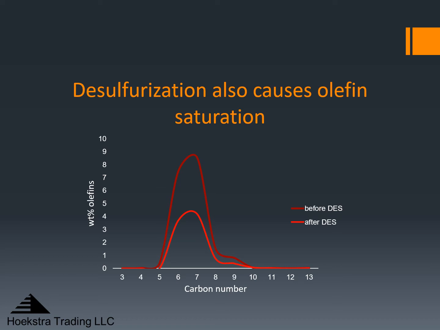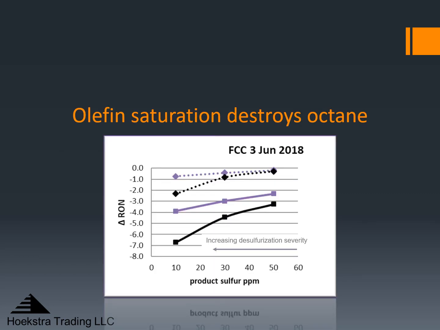Here you see an olefins by carbon number distribution for an FCC gasoline before desulfurization and after desulfurization. In this case, about half the olefins have been converted to paraffins in the desulfurizer. Why is olefin saturation a concern? Because olefins have octane near 100 and paraffins have octane more like 40. So olefin saturation destroys octane.